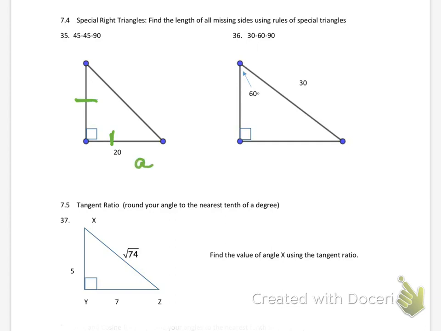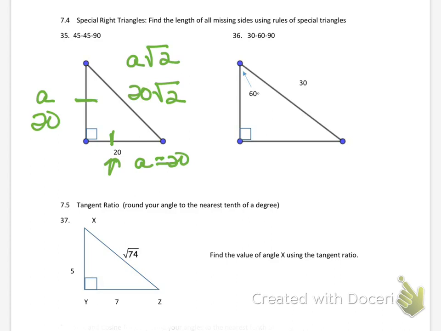Well, the legs are the A sides, and the hypotenuse is the A root 2 side. So if I know that my A is 20 because of this number right here, then I know this is 20 and this is 20 root 2. That's how those are related in this special triangle.